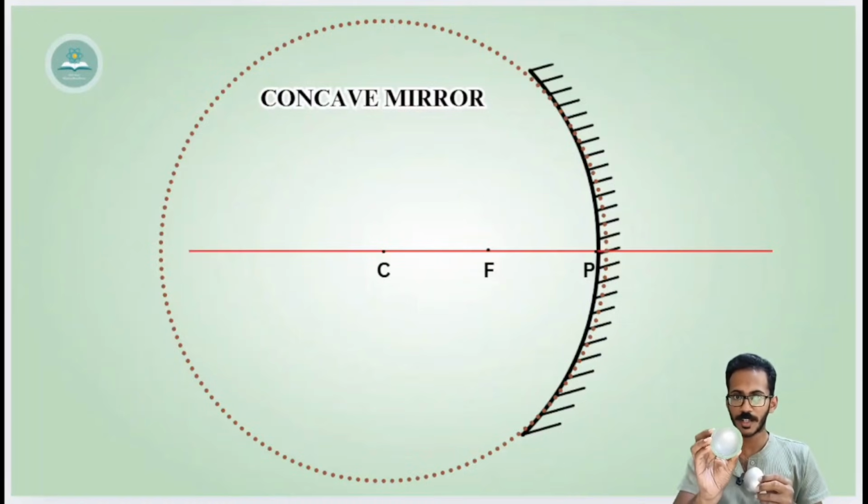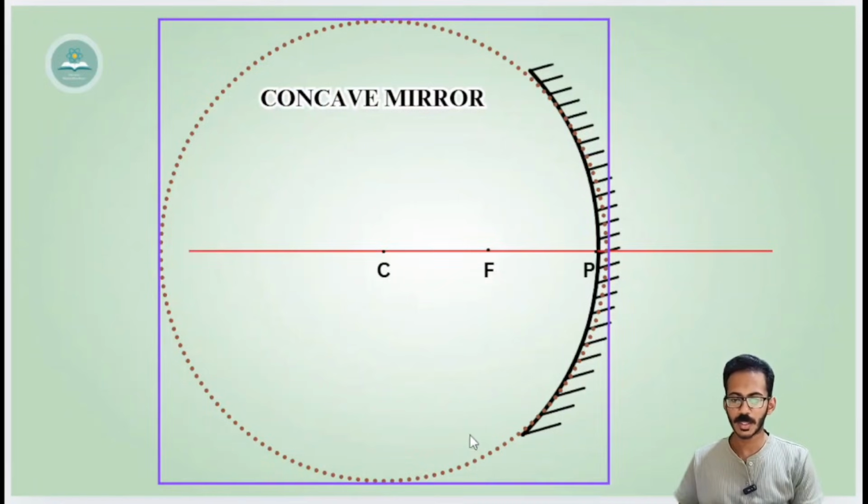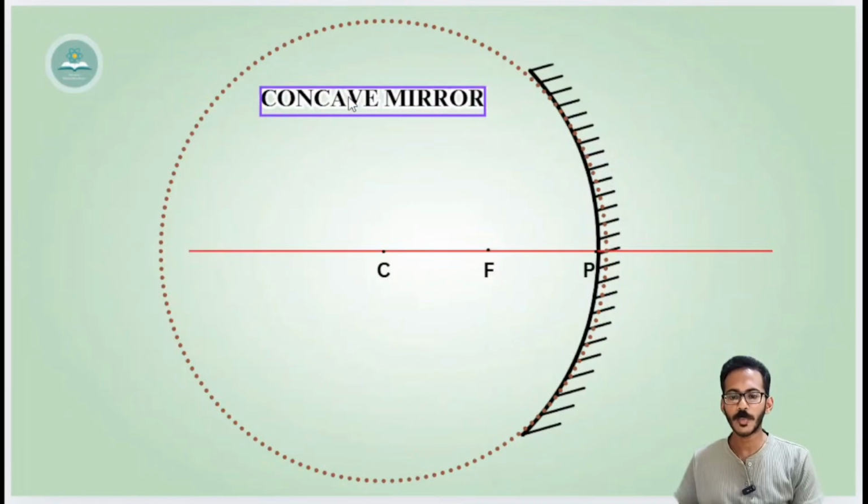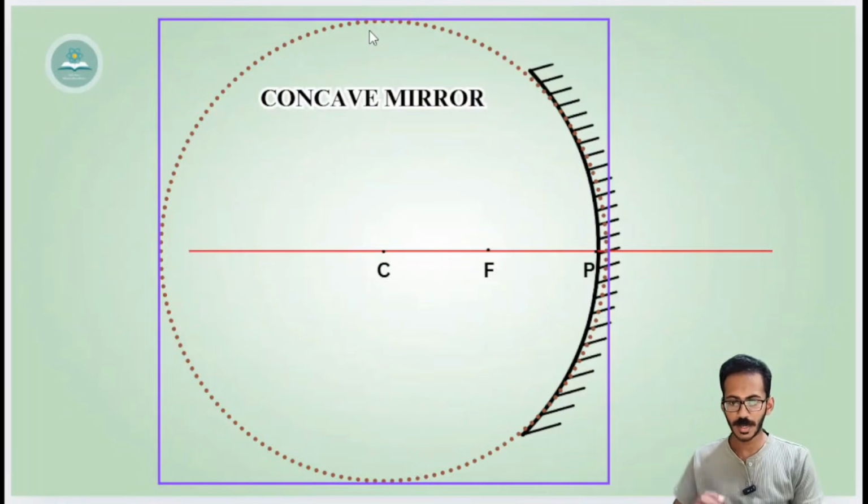Concave mirror, reflecting surface is curved inwards. Convex mirror, reflecting surface is curved outwards. So as I told you just now, this is a concave mirror. The concave mirror forms part of a sphere like this. And this is how we represent it.